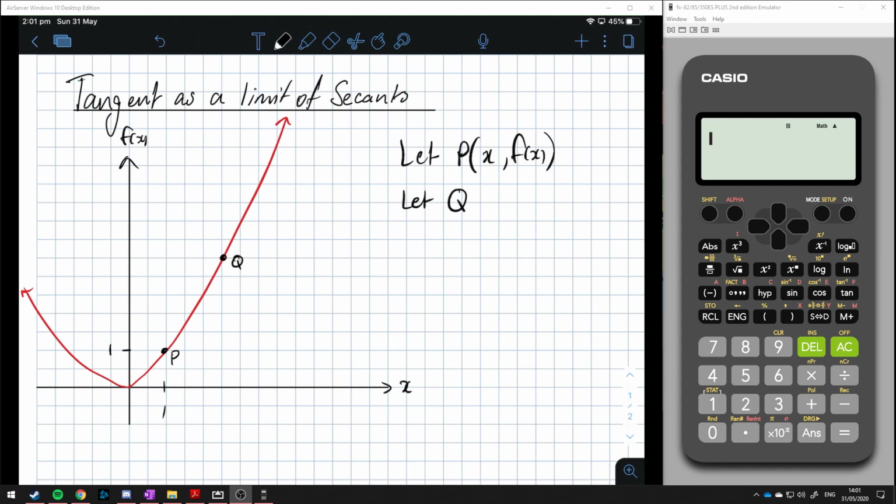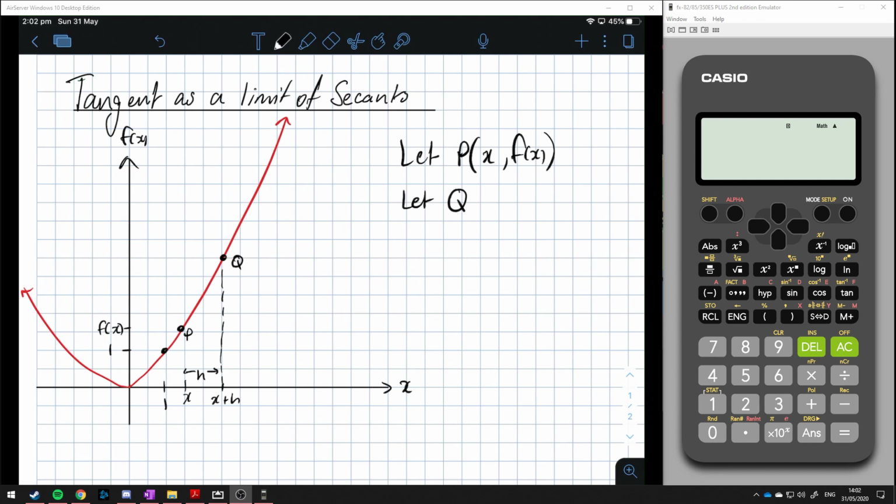So if P is here at x, some value of x, then Q is going to be h further than x. So we're going to say this value here is x plus h, so the distance from here to here is some value. We don't know exactly what that value is, but let's just call it h.